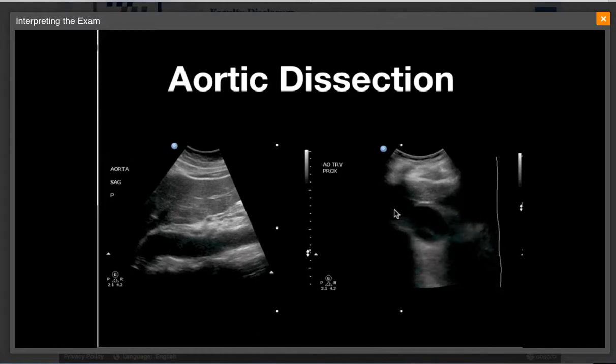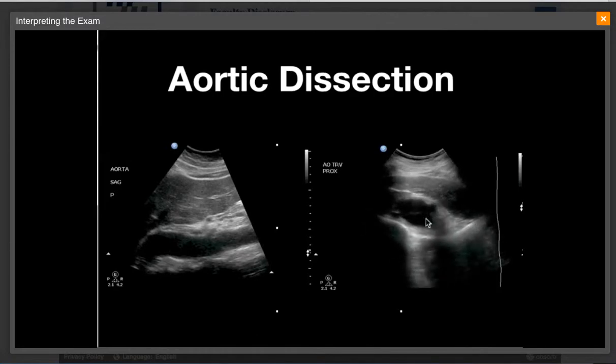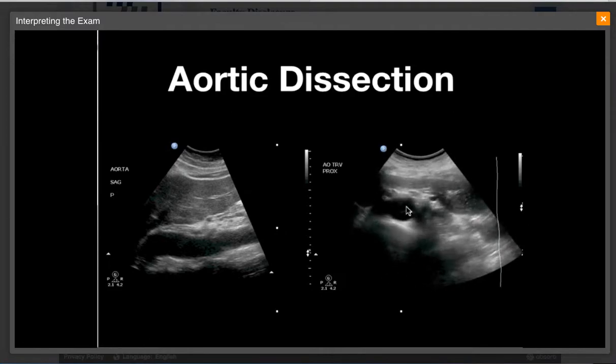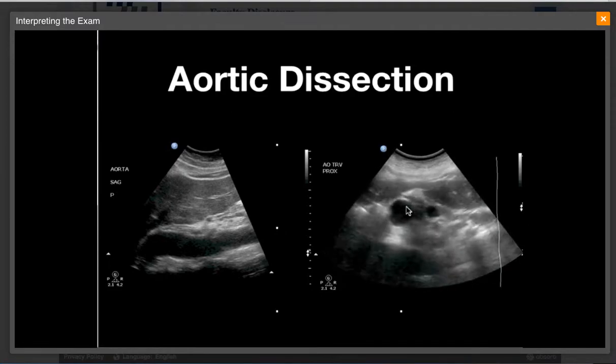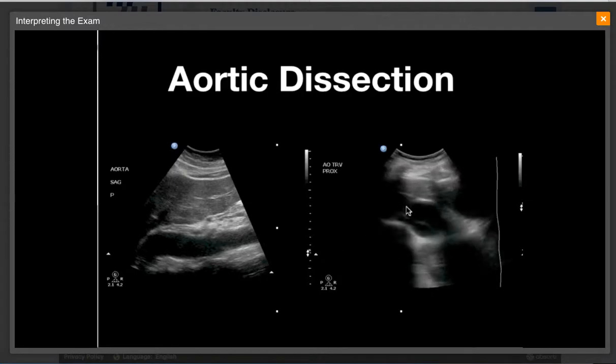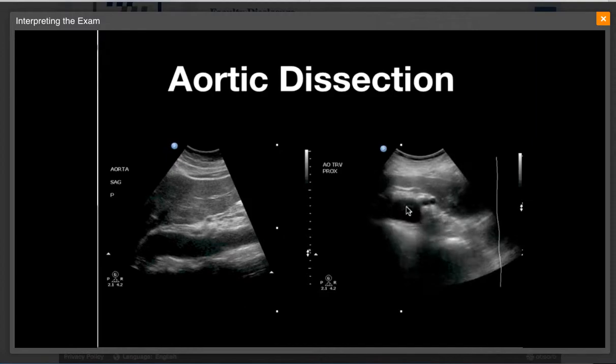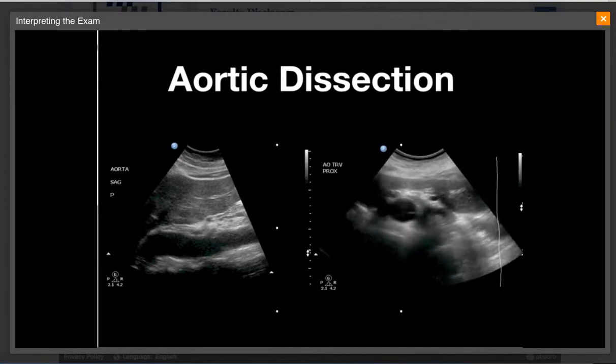And here you can see on the transverse view again, there's the intimal flap present within the lumen of the aorta. So again, not the primary goal of this study, but something you should be aware of, since you may go in looking for a AAA but end up finding a dissection.